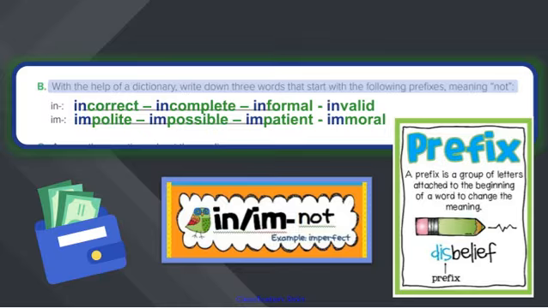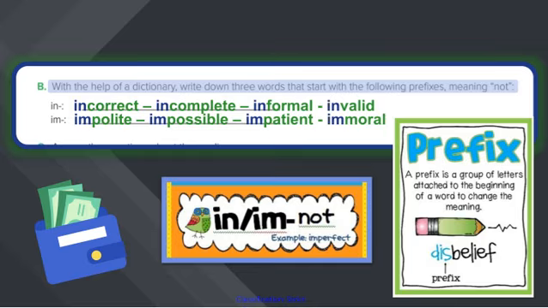Let's take a closer look at some common prefixes that can change the meaning of words quite significantly. On this slide, we've got impolite, impossible, impatient, and immoral. Notice how the prefix im in each of these words generally conveys a negative or opposite meaning. For example, impolite means not polite, impossible means not possible, impatient means not patient, and immoral refers to something not moral or unethical.